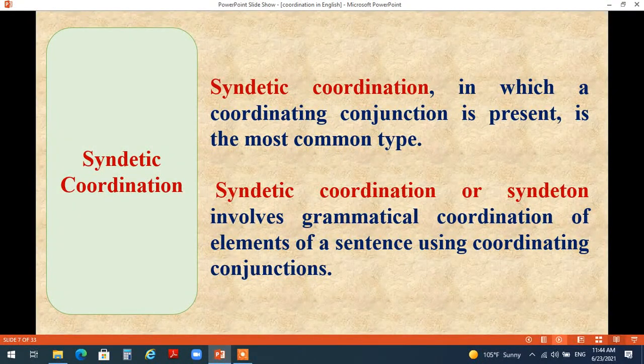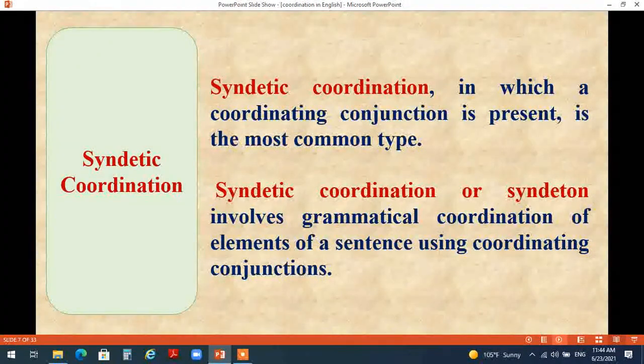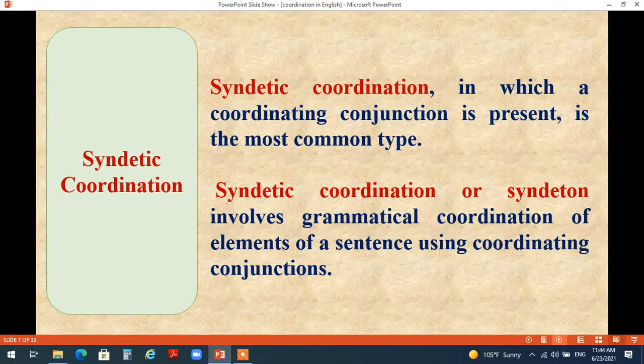So, syndetic coordination or syndeton involves grammatical coordination of elements of a sentence using coordinating conjunctions. So, whenever we say syndetic coordination or syndeton, this means that we have a relation of coordination in which the linking words or the coordinating conjunctions are present or can be seen in the sentence.